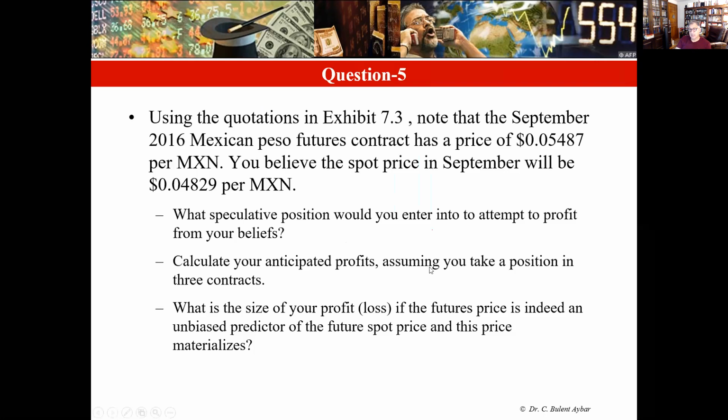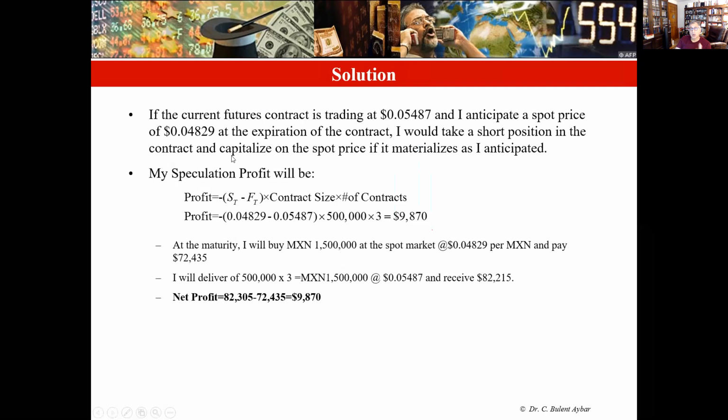And if what I expect happens, I'm going to take advantage of that particular situation. So in this particular case, I'm going to short the peso at 0.05487. So in that case, my profit is going to be just the opposite of what we did before. So I'm going to put a minus sign here because I'm shorting the contract. In this case, if the actual price materializes, I'm going to make $9,870 of speculation gain. So how this works is like this.